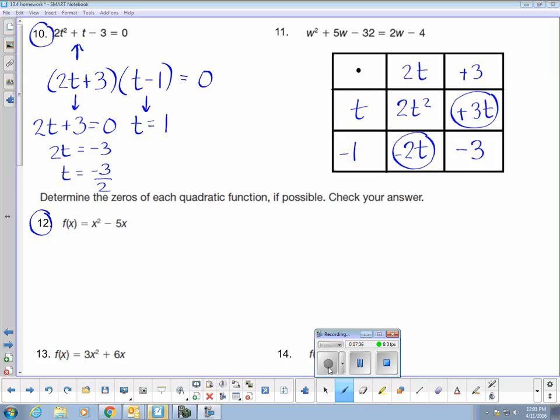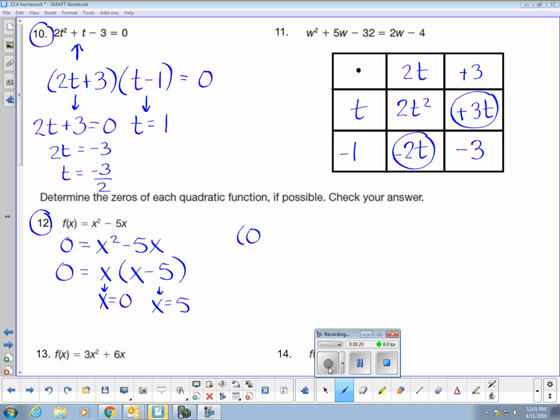And number 12 gives me a function, and they want me to find the zeros or the x-intercepts. So to do that, I'm going to exchange f of x for 0 equals x squared minus 5x. And I'm going to solve this algebraically to find my roots, which would then give me my zeros. So I notice both terms have a greatest common factor of x. And when I divide out an x from each term, I have x minus 5. So one of my roots is x is equal to 0. My second root is x is equal to 5.